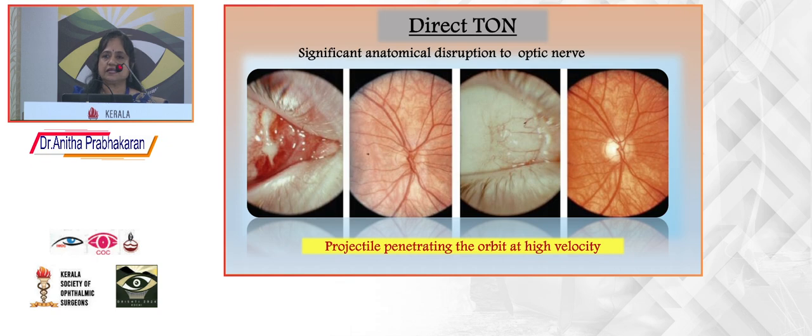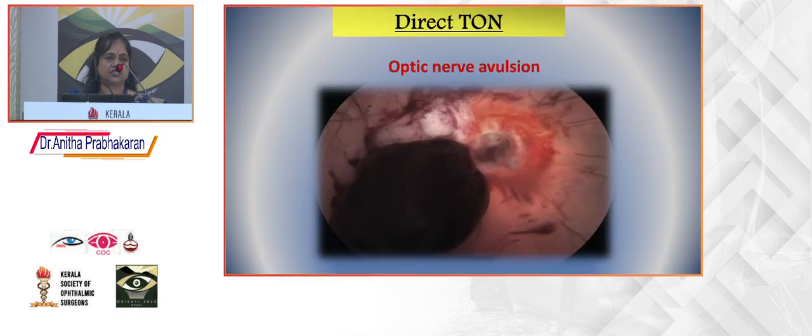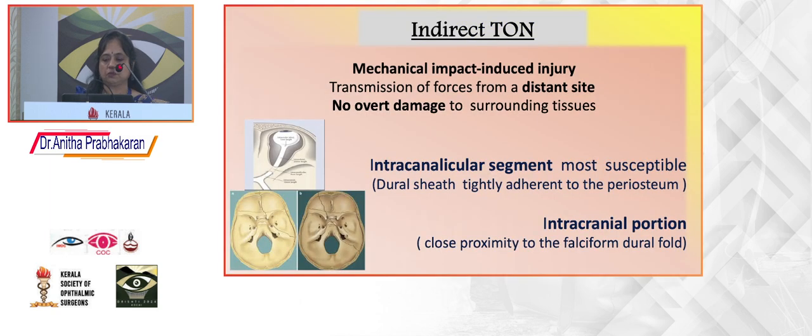As we can see here, when there is a direct traumatic optic neuropathy, there could be a projectile or some kind of trauma which causes significant anatomical disruption of the optic nerve, leading on to optic nerve avulsion, transection, optic nerve hematoma, and the like. Here the patient presents with severe visual loss, almost NLP, and the visual prognosis is also very poor. Whereas in indirect traumatic optic neuropathy, it's a mechanical impact.